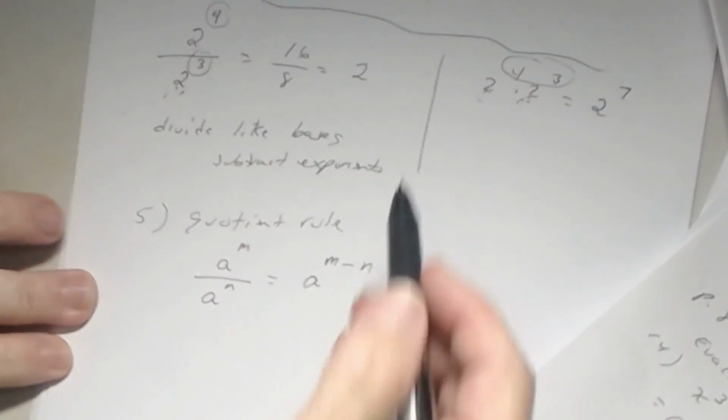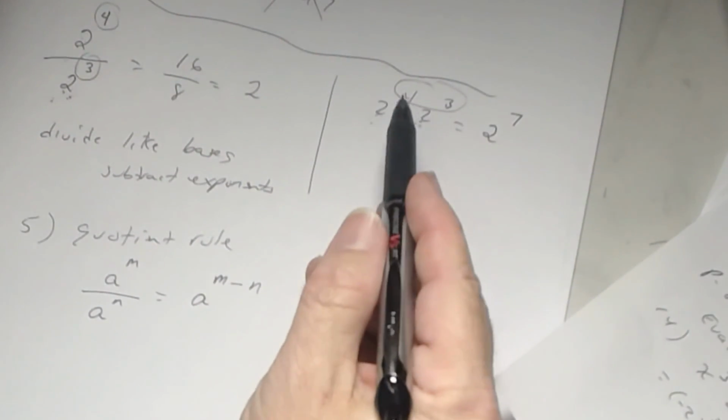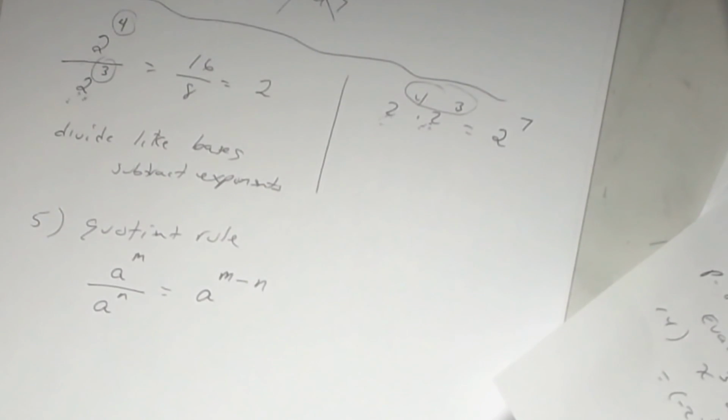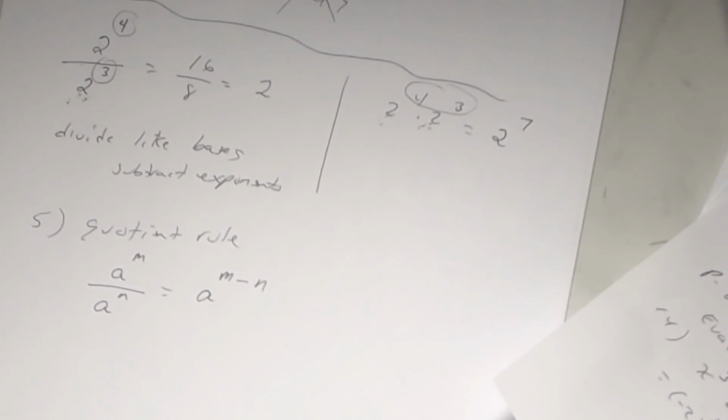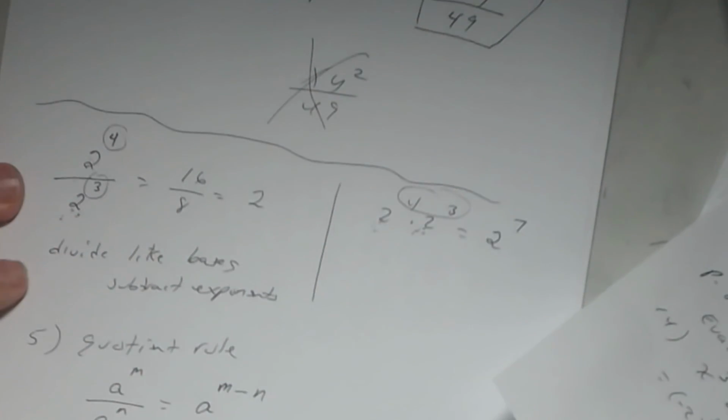Over here, if you were to do this, you add the exponents, it would be a raised to the m plus n. Here it's a raised to the what? M minus n. So product, you add the exponents, quotient, you subtract. And we did this to kind of show you why you subtract. This was the example to show you why it's a subtraction.